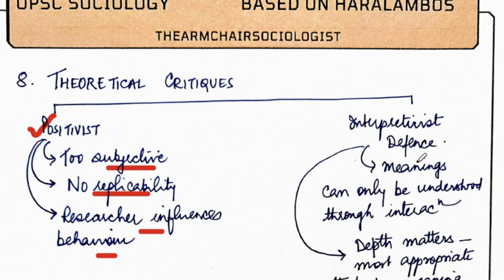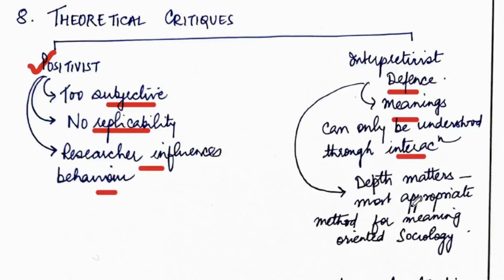Whereas interpretivists defend this method. According to them, meanings can only be understood through interaction. That is, social actors create meaning through everyday practice, and participant observation allows the researcher to access those meanings directly. Second, depth matters more than standardization. Interpretivists value rich, contextual, in-depth understanding over numerical precision. So, participant observation is the most appropriate method for meaning-oriented sociology.